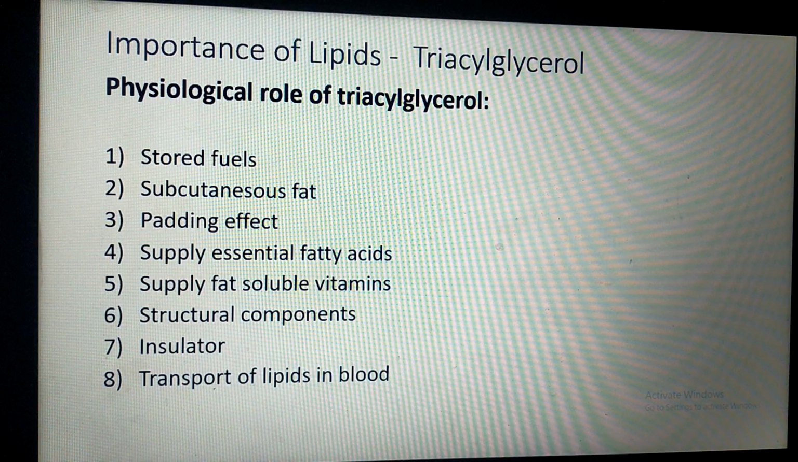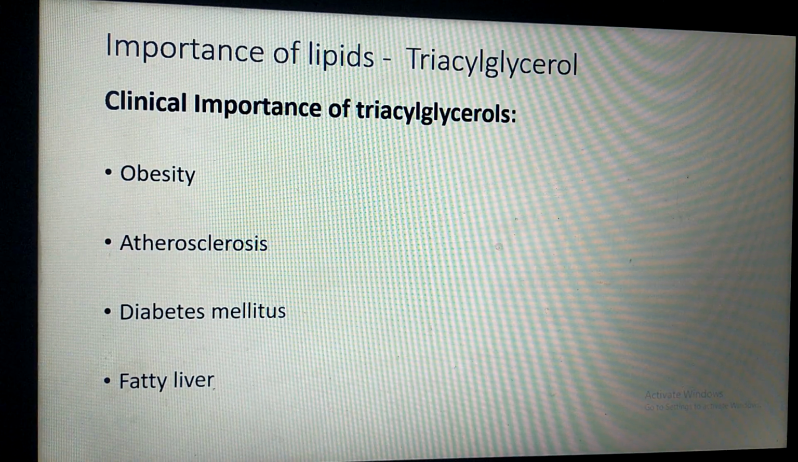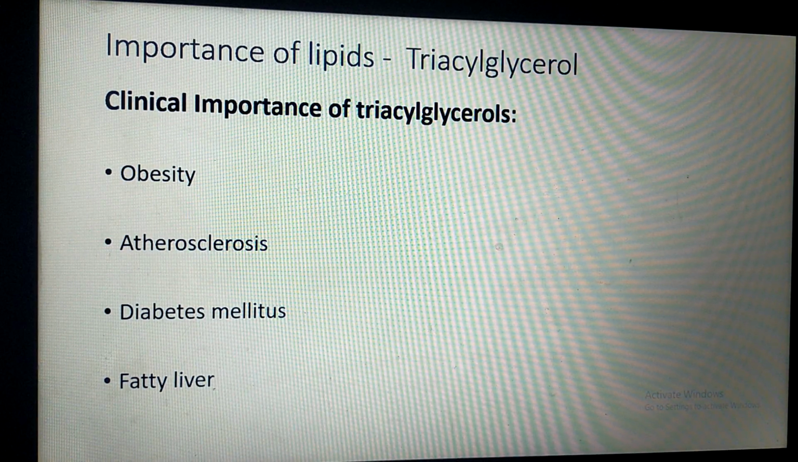Triacylglycerol also helps in the transport of lipids in the blood. Clinical importance of triglyceride. Excess deposition of triglycerides in the adipose tissue increases the weight, leading to obesity.